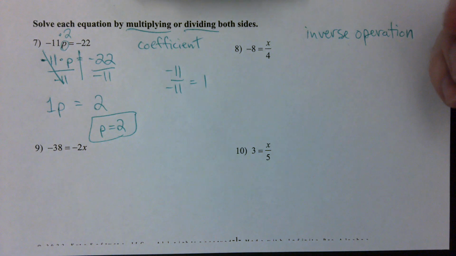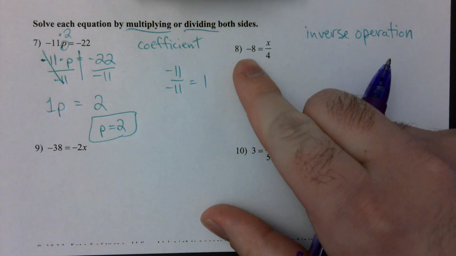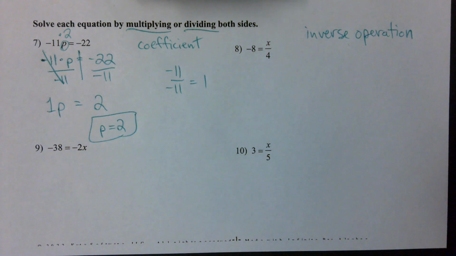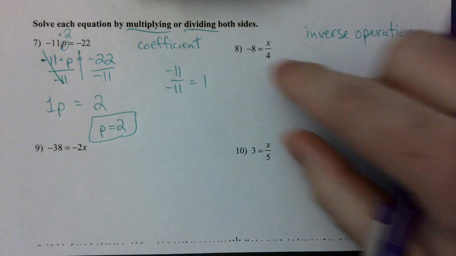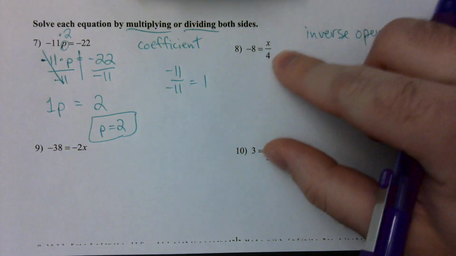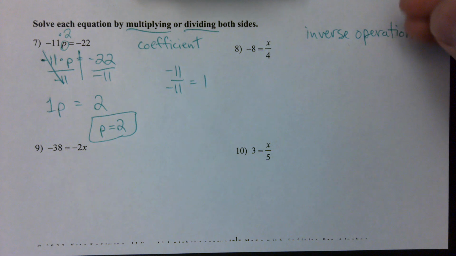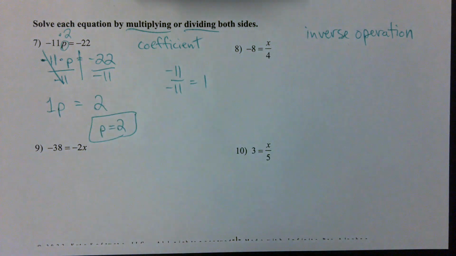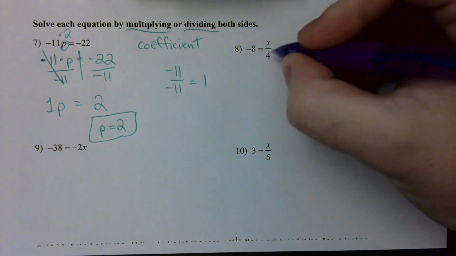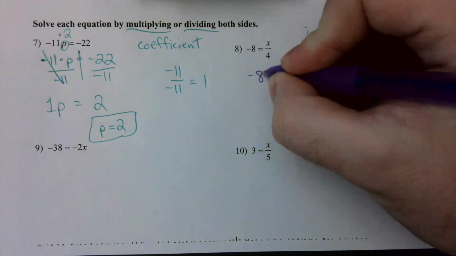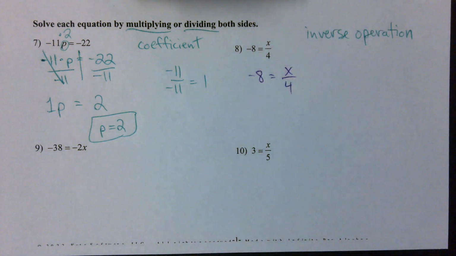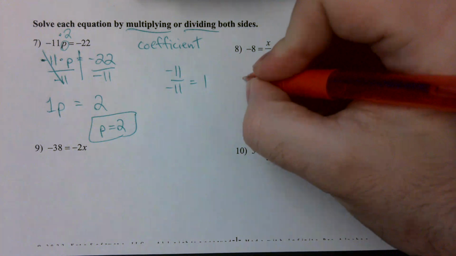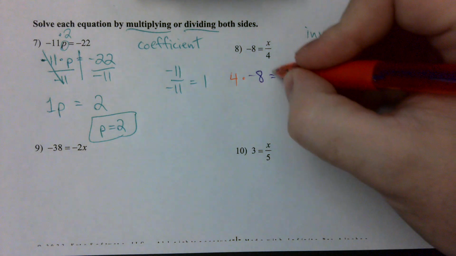Perfect. Let's go on to number 8 here. Now we're doing some division now, right? We got x over 4 is equal to negative 8. So we know that we're dividing here because our variable's stuck in a fraction, right? So the inverse operation of division, just like we saw in number 7, would be multiplication. So we're going to multiply, I'll rewrite it down here. We're going to multiply both sides of our equation by 4. Times 4 on the left and times 4 on the right.